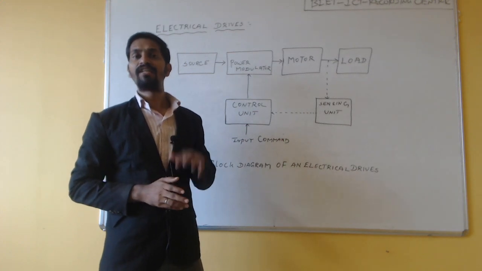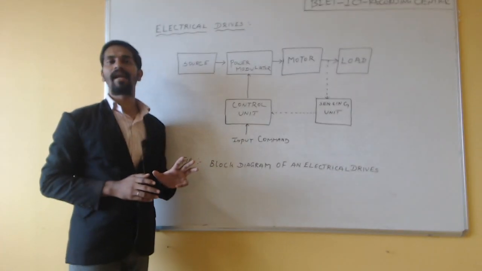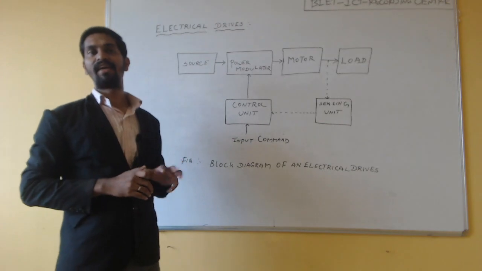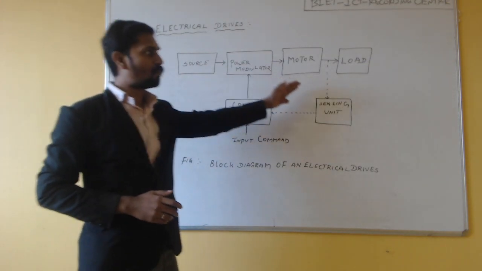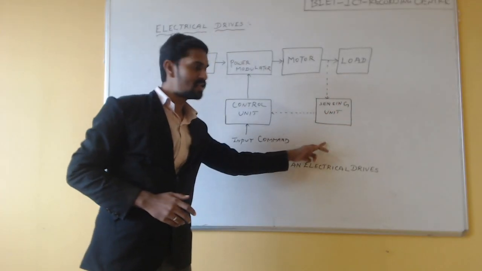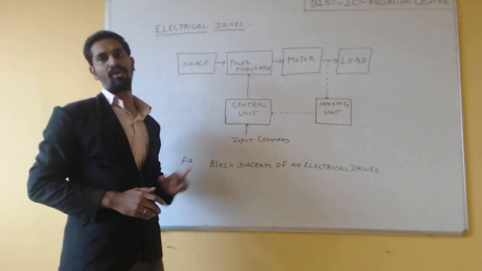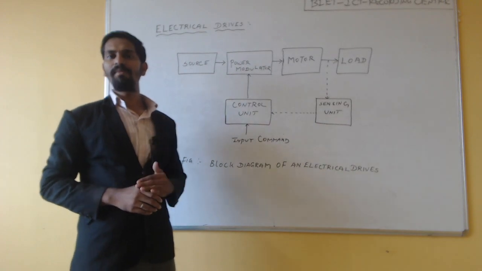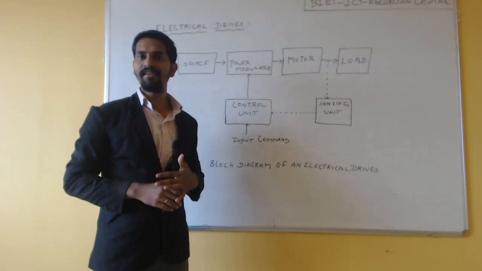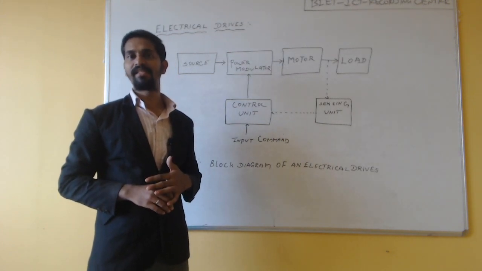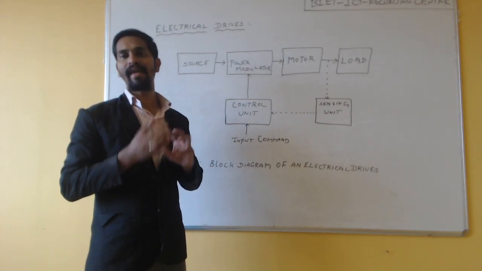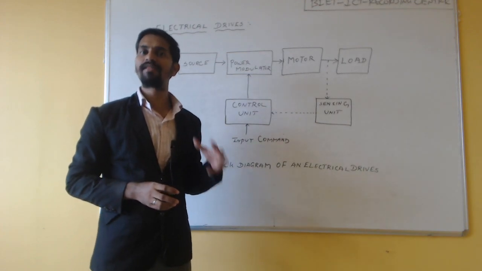motion control. So this is the functional block diagram of an electrical drive. It consists of source, power modulator, motor, load, sensing unit, and control unit. Source: normally in India, single phase and three phase 50 Hz frequency supply is available. So depending upon our applications, we can choose the source.